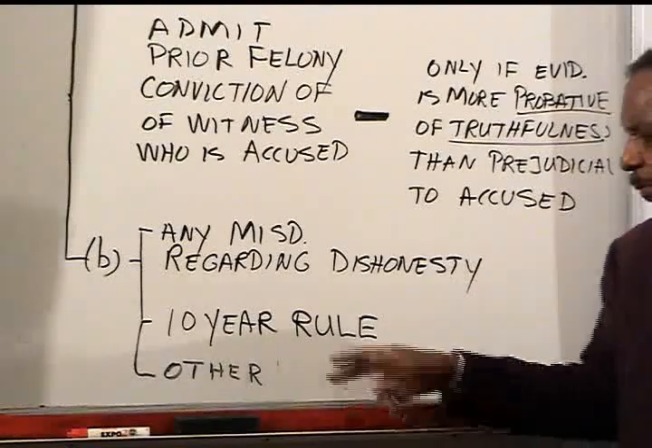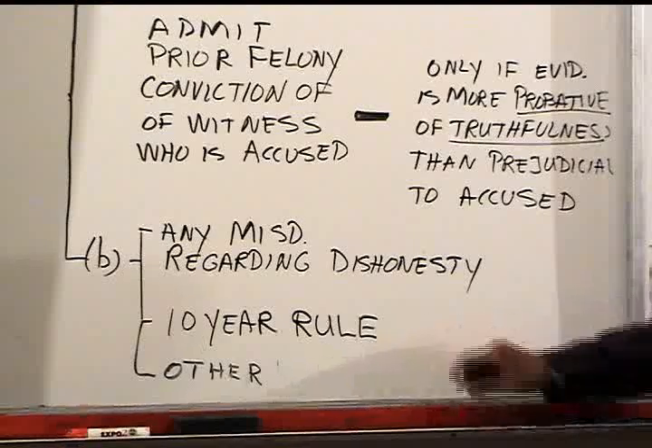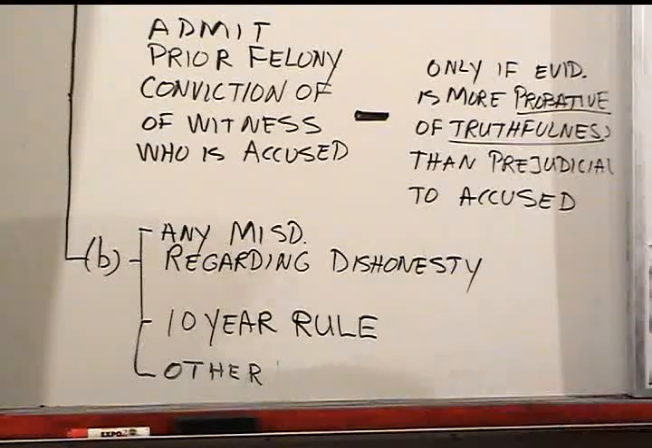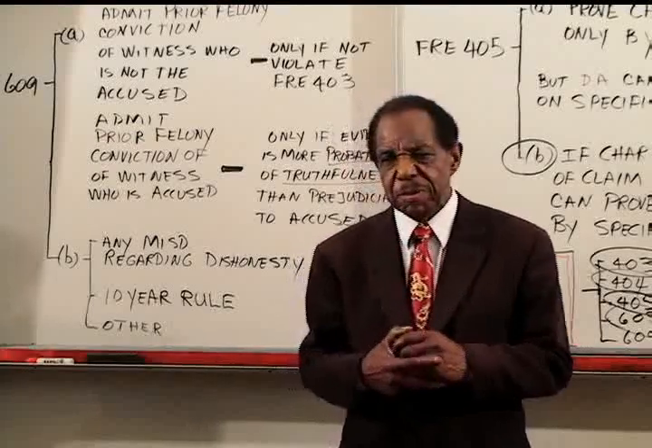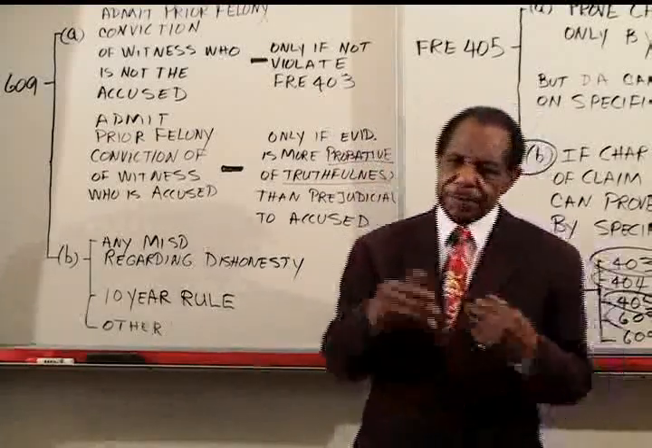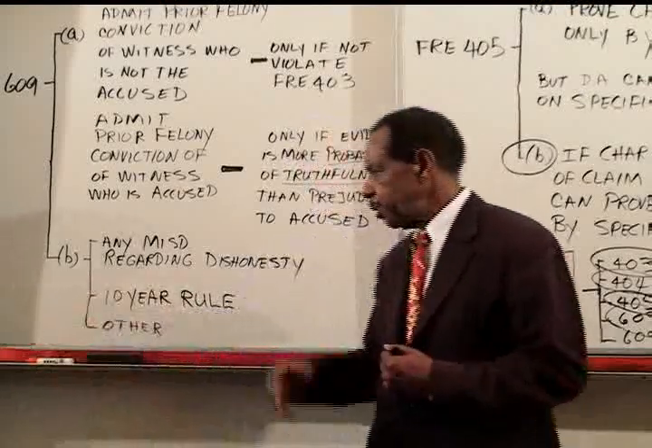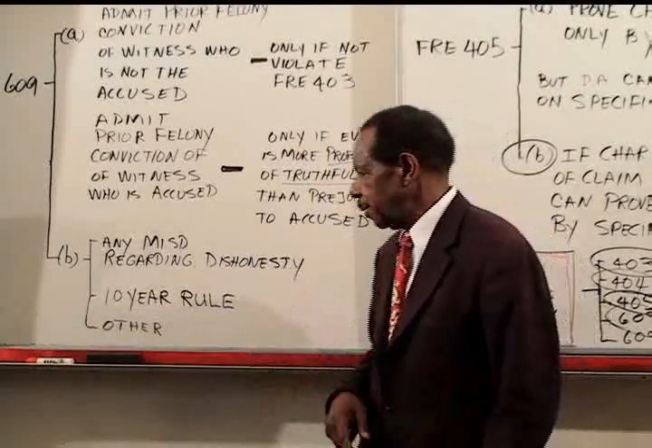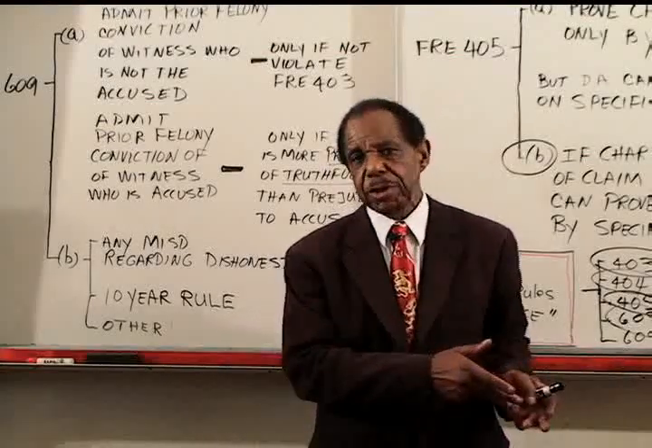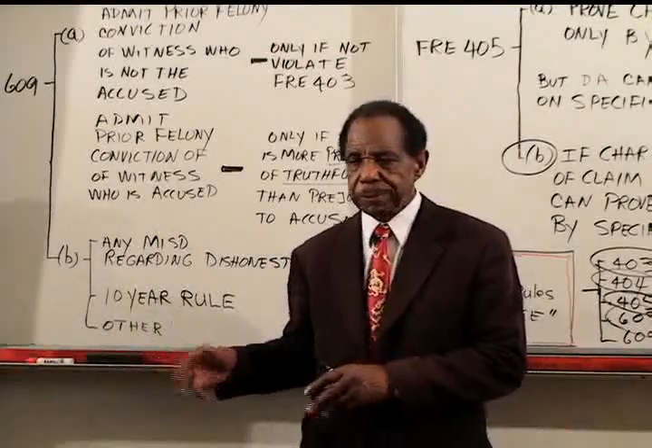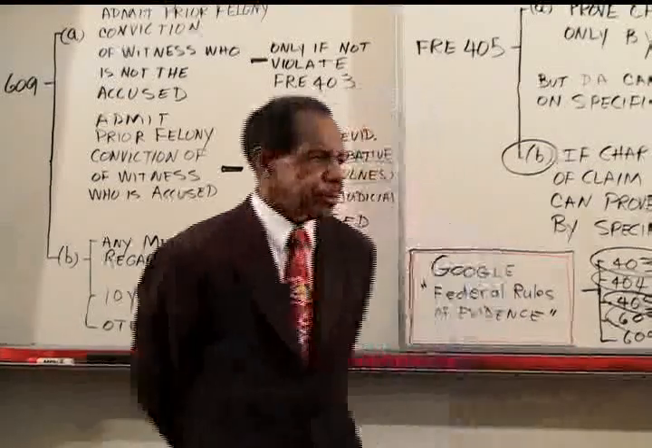609B has some other things in there that you should read. The one that gets tested, the other one, is the 10-year rule. That is to say, if it's been more than 10 years since either conviction or when the person got out of jail, whichever was the latest, 10 years from that date, you've got to get permission from the judge to bring in a crime that's that old. Now, that is how character evidence is handled.